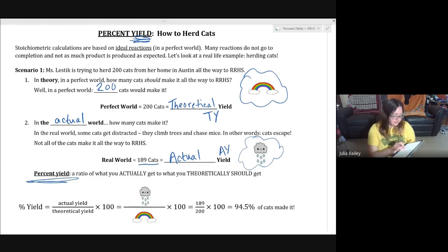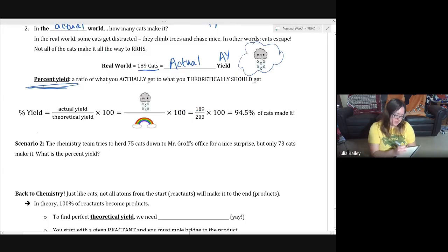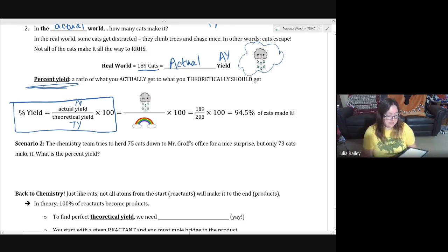So there's actually a formula for this. Your percent yield is the actual yield, AY, divided by the theoretical yield, TY, and then the whole thing times 100. So you take that sad rain cloud number on top, divided by the sunshine and rainbows number on bottom, times 100, and then you get your percentage. So 189 out of 200 times 100, 94.5% of the cats made it in that first example.